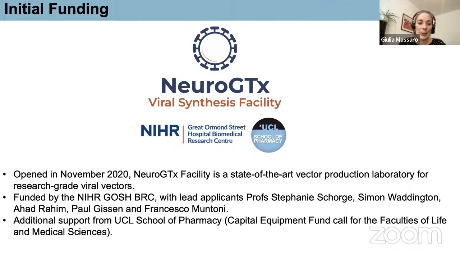And then we also had additional support from the UCL School of Pharmacy. Professor Stephanie George, at the time head of the pharmacology department at the School of Pharmacy, was successful in her grant application for the UCL Capital Equipment Fund, and with that money, she contributed to buying some of the equipment needed to get it started.